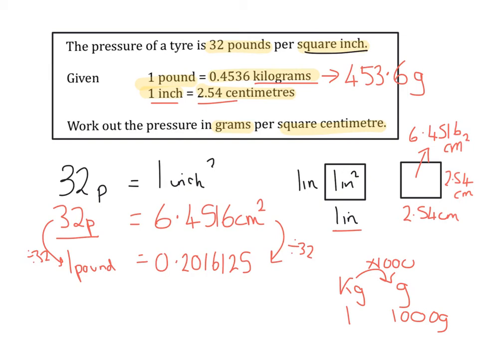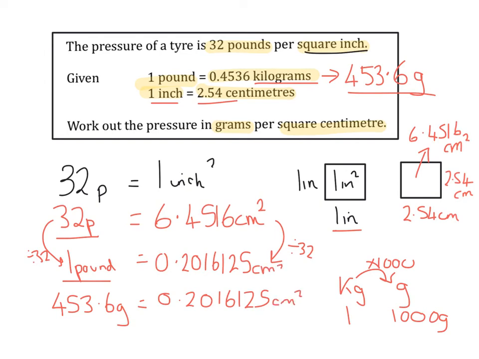And we know that 1 pound is 453.6 grams. So I'm going to change the 1 pound for 453.6 grams is 0.2016125. Now what I want is grams per square centimetre. Remember, this was centimetres squared, this was centimetres squared. Now I just want 1 centimetre squared. Now to get that I need to divide this 0.2016125 by itself.